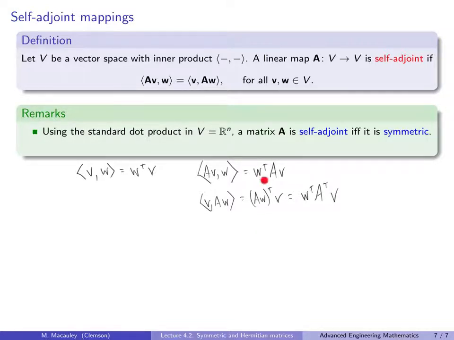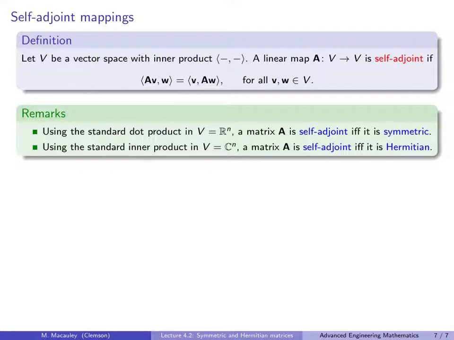So when are these two things equal? The answer is precisely when A and A transpose are the same, and that happens precisely when A is symmetric. That's why you can think of the concept of being self-adjoint as a generalization of symmetric matrices from Rn to a general vector space.